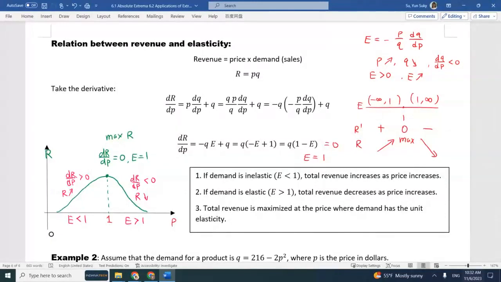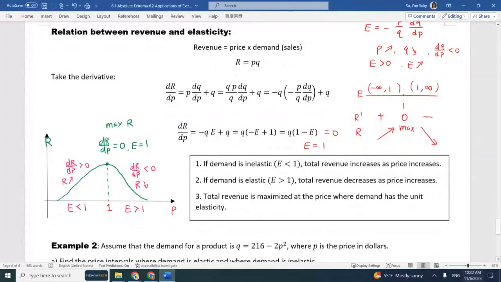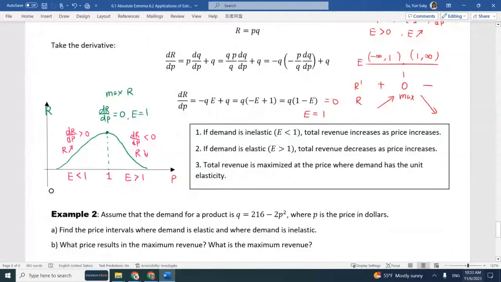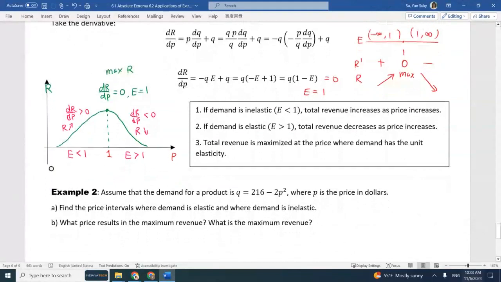Okay. All right. So let's do example 2. Assume that the demand for a product is Q equals 216 minus 2P squared, where P is the price in dollars. Find the price interval where demand is elastic and where the demand is inelastic. And what price results in maximum revenue? What is the maximum revenue? Okay, so let's find the E.